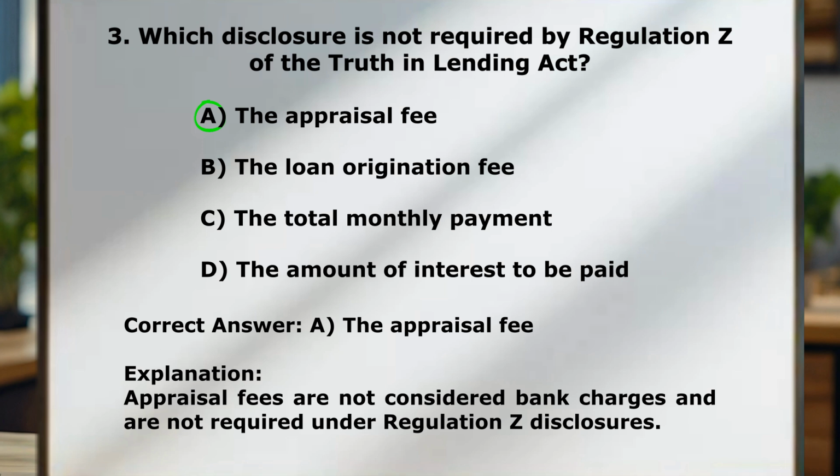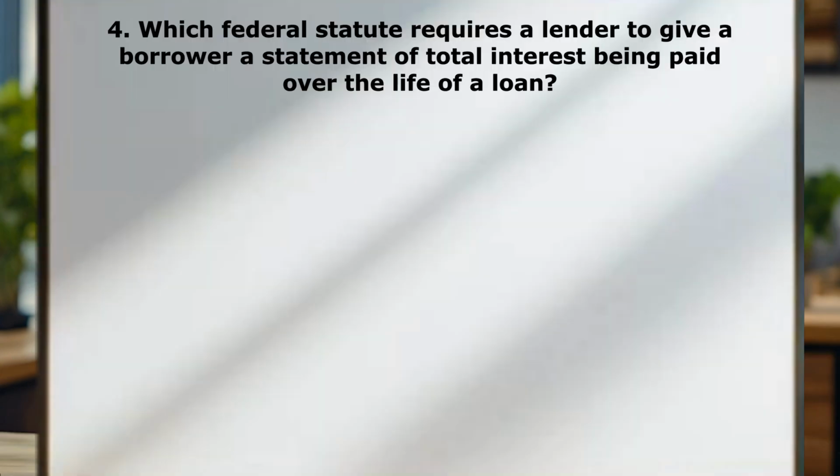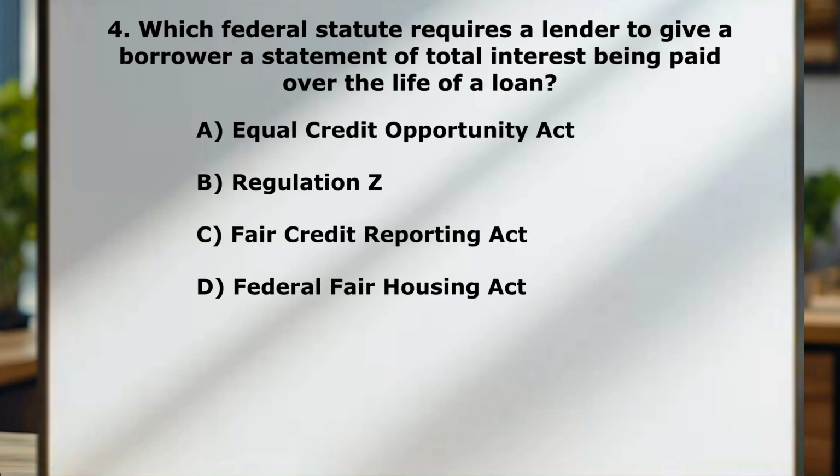So with the financing questions, they do like to ask a lot about the Truth in Lending Act. Question number 4. Which federal statute requires a lender to give a borrower a statement of total interest being paid over the life of a loan? A, Equal Credit Opportunity Act. B, Regulation Z. C, Fair Credit Reporting Act. D, Federal Fair Housing Act. The correct answer here is Regulation Z.